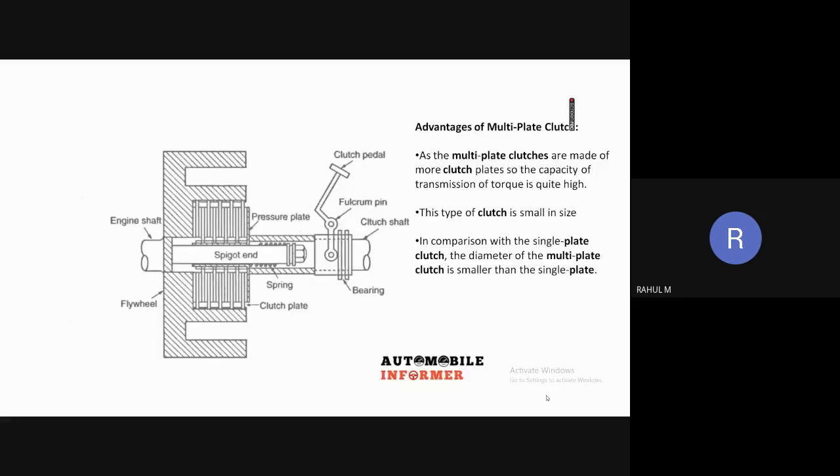Okay, so hi and welcome to lecture 5 of the topic clutch. Today we are going to see in detail about the multi-plate clutches.